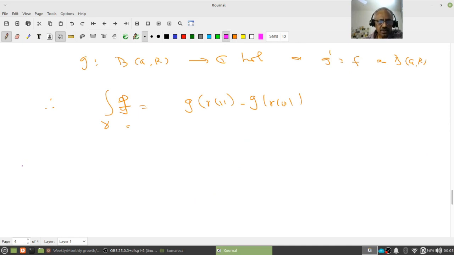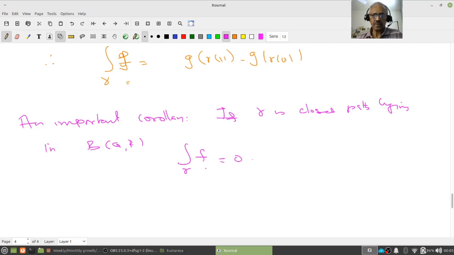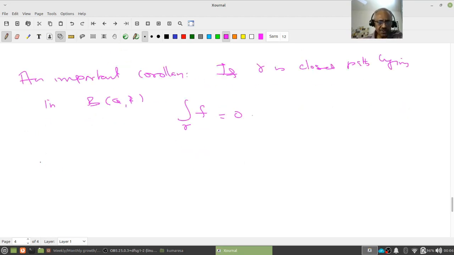So, an important corollary: if gamma is a closed path lying in the closed disk, then the integral of f over gamma is 0. Right? Gamma 1 equals gamma 0, therefore it must be 0. So this is Cauchy's theorem, the simplest version of Cauchy's theorem.